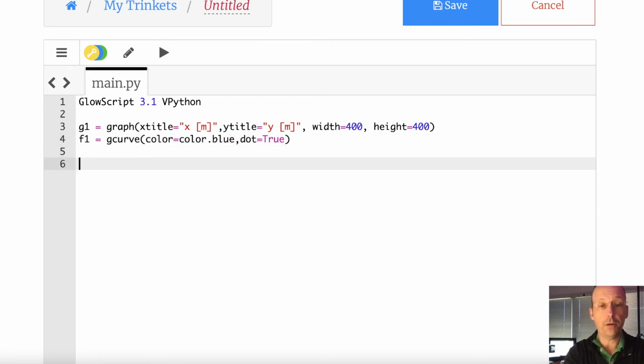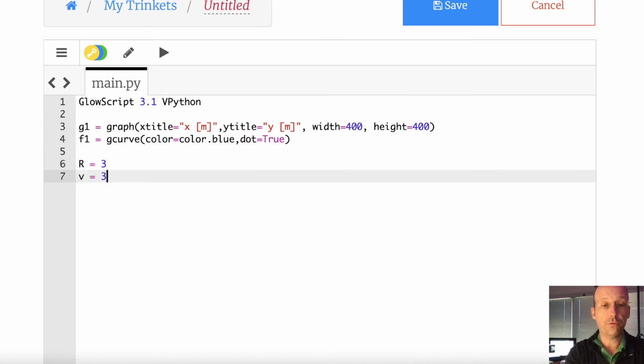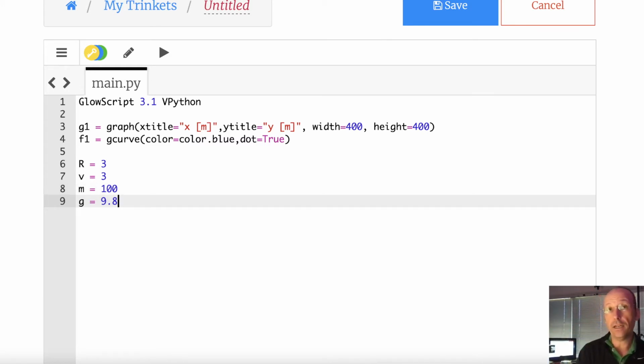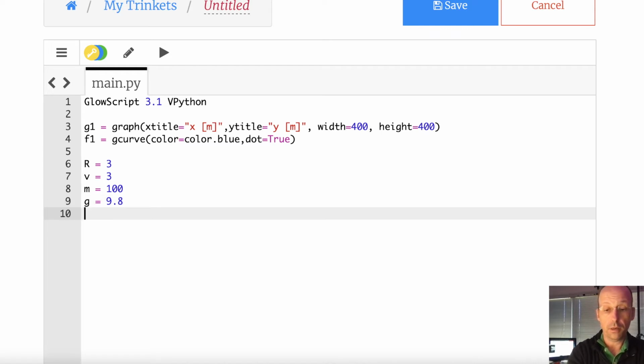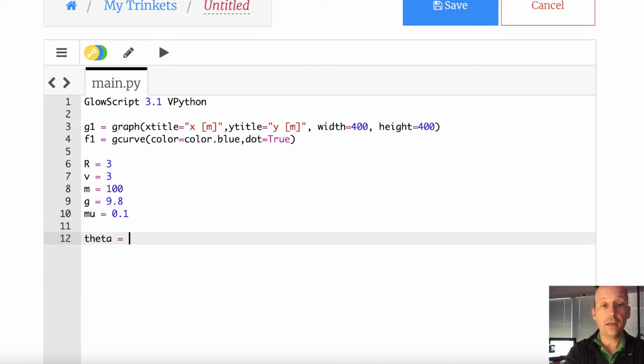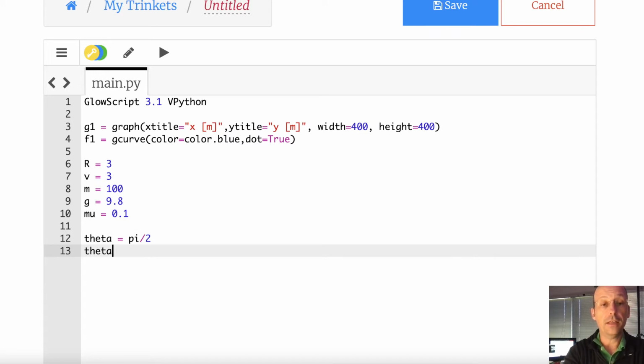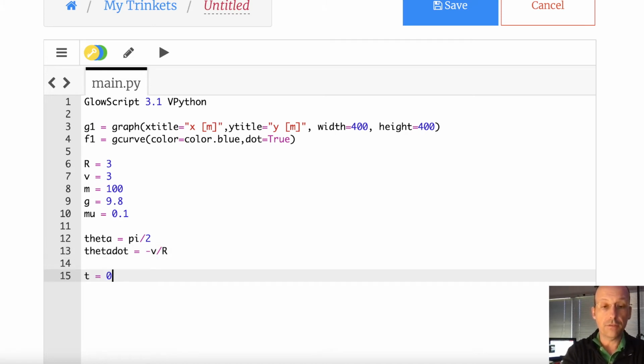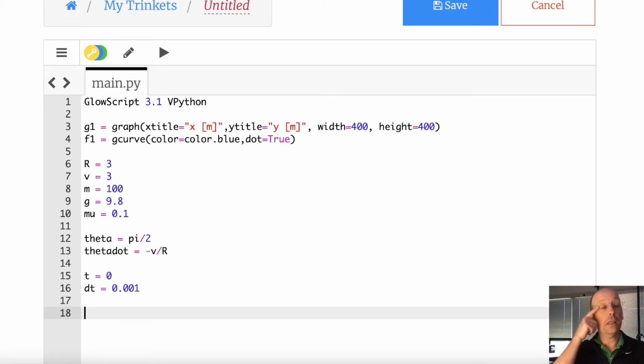Okay, now I'm going to put in my variables. So I have r equals 3, v equals 3, m equals 100, g equals 9.8. So g is the magnitude. I didn't use the vector g. This is not a vector-based problem, so I don't need to put that in there. Mu equals 0.1. What else? And now I need my initial conditions. Theta equals pi over 2. Theta dot, the initial velocity, I'm going to write that as negative v over r. Make sure it's negative. If it's not negative, it's going to go that way and really mess things up. Now I need my time. t equals 0, dt equals 0.001. Okay, I think we're ready.